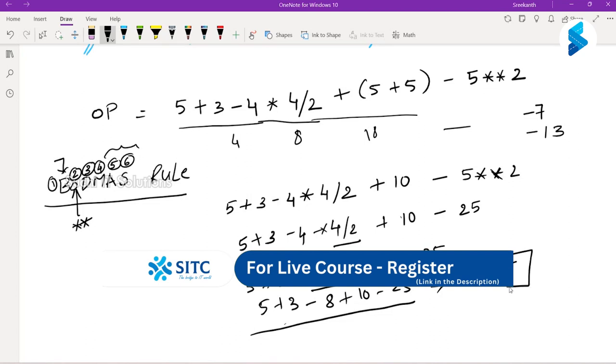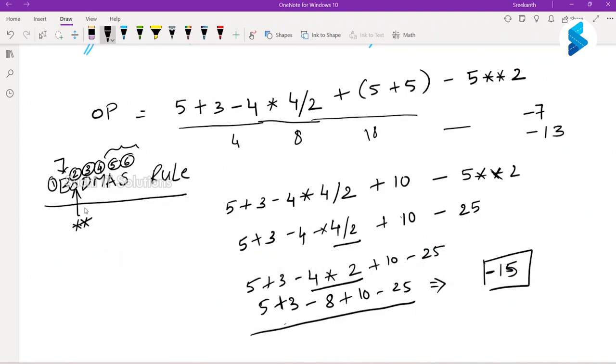Minus 15 will be the output. 5 plus 3, 8. 8 minus 8, 0. 0 plus 10, 10. 10 minus 25, minus 15. Minus 15, right? So you understand this rule, right? All the mathematical operations, everywhere in the world, in any programming language, have to follow this. Otherwise, fundamentally, it is wrong. It has to follow the BODMAS rule.